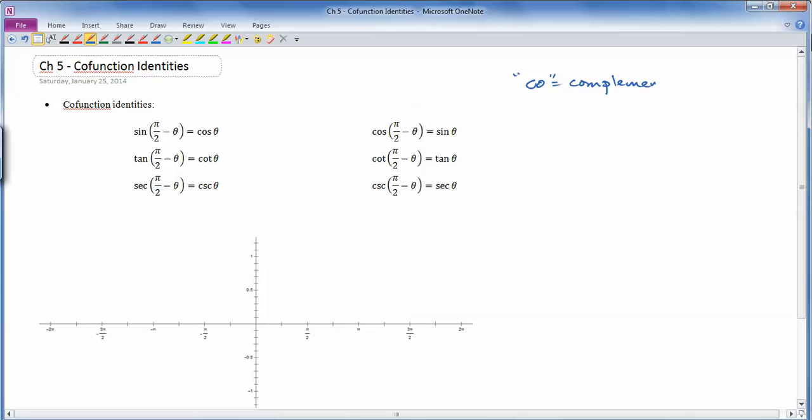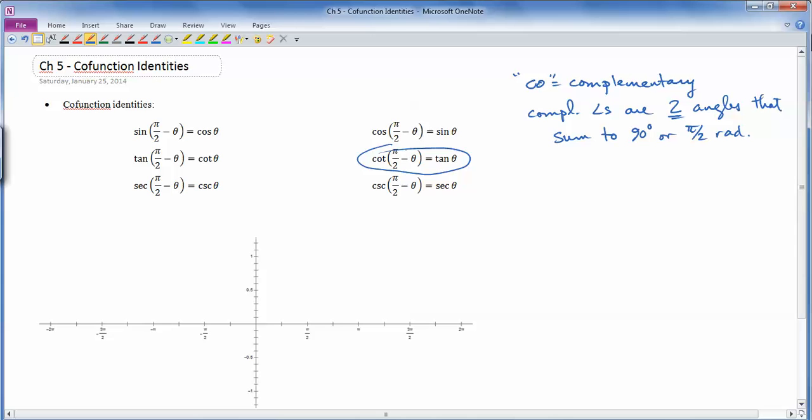And you might remember from geometry or from class, complementary angles. Complementary angles are two angles that sum to 90 degrees, or if we're in radians, pi over 2. And you can see from any one of these relationships, like if we take the cofunctions involving tangent, so cotangent and tangent, if I take the two angles that I'm plugging into these two things and add them together, they get pi over 2 radians, so those are complementary angles.